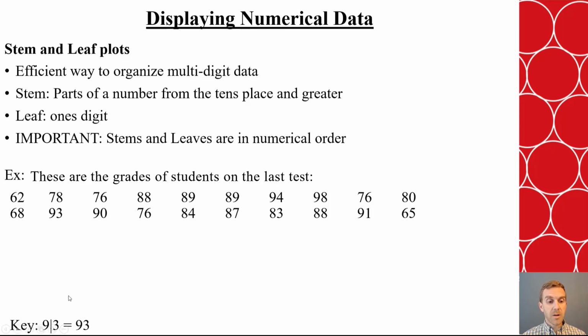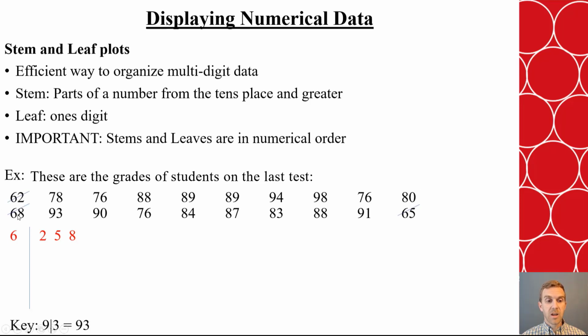So we want to provide a key to explain what's happening in our stem and leaf. So here, 9 | 3 means the number 93 on the test. So if we had 6, we have 62, 65, and 68.